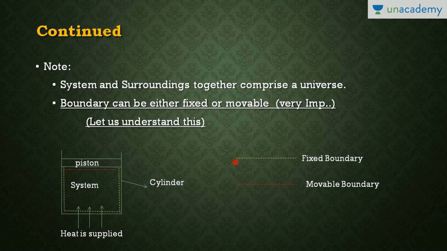The green dotted line is a fixed boundary. But as you can see, the moment the heat is supplied, the piston will move upward. This red color is also a boundary, but this is a movable boundary. So the system boundary can be fixed or it can be movable. This is the system. Apart from it, whatever is there is the surroundings, and there is a system boundary. The system boundary can be fixed as well as movable.